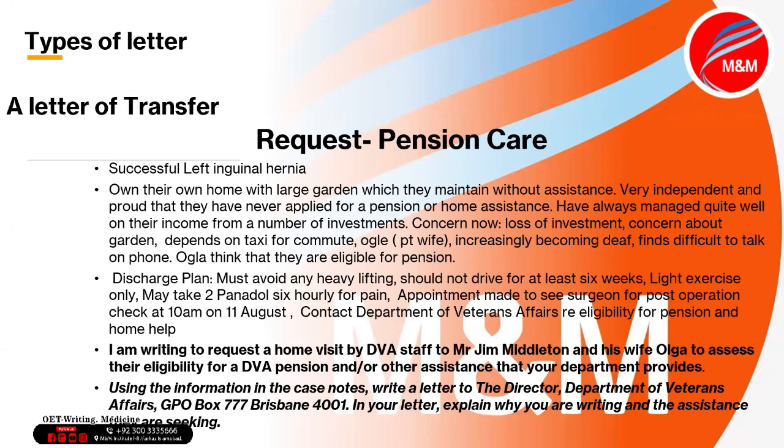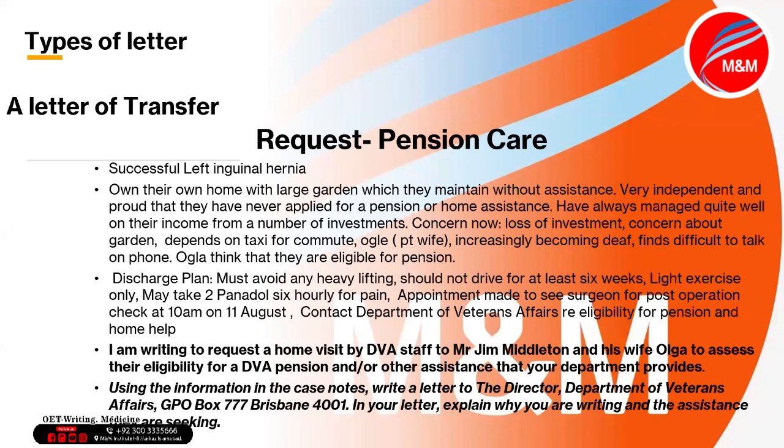Okay, so we can see that we have to write it down in this way, basically to make sure to highlight the point, right? So as a matter of fact, we can simply write down, I'm writing to request a home visit by Department of Veteran Affairs. I've just written a short form, but you have to write in full form, right?